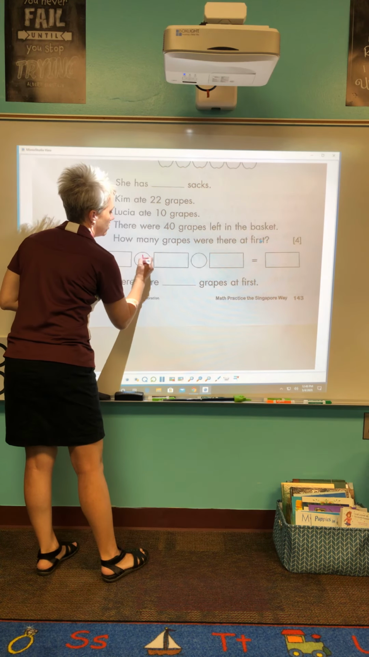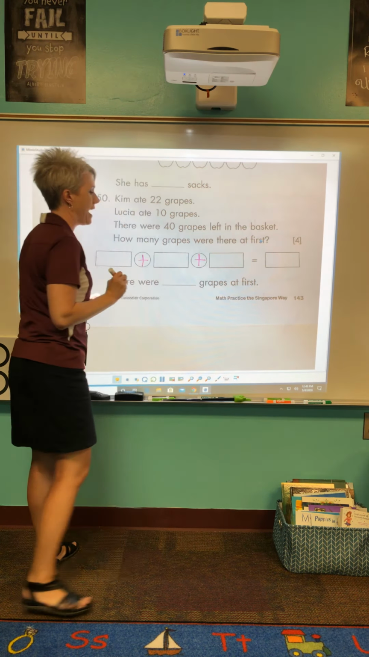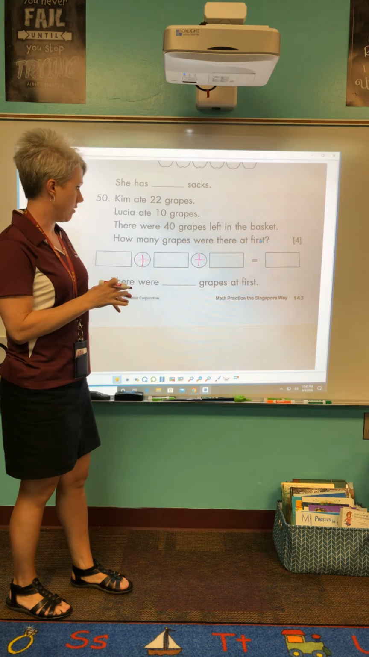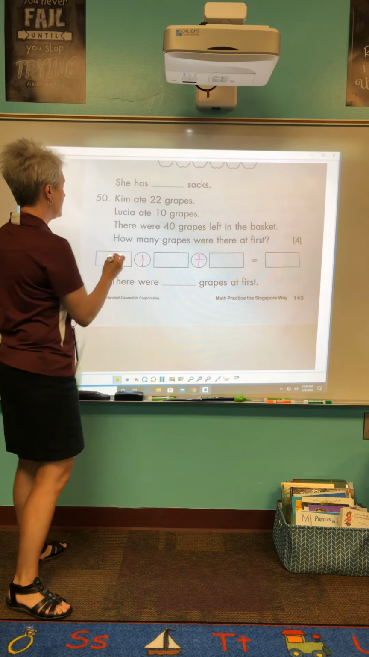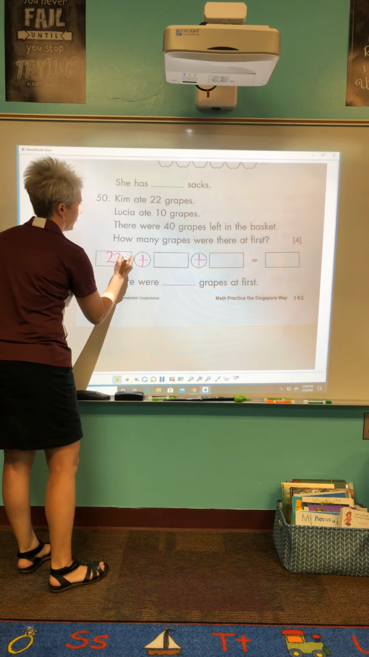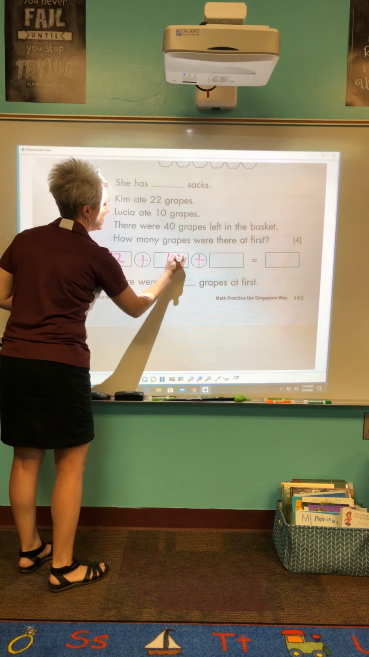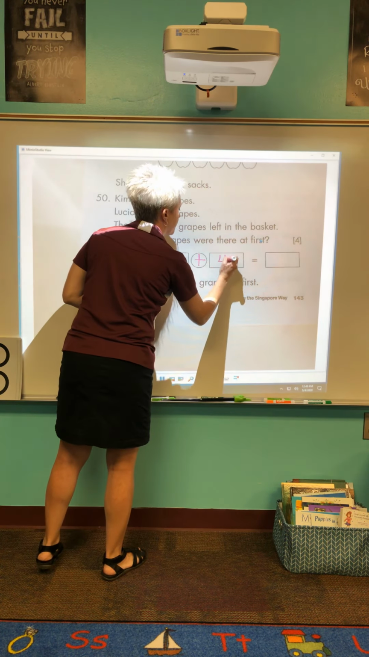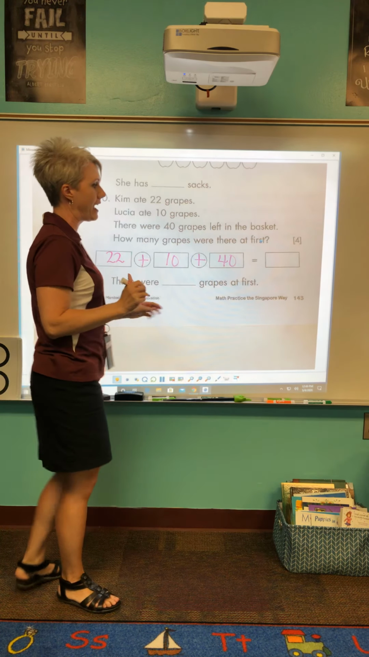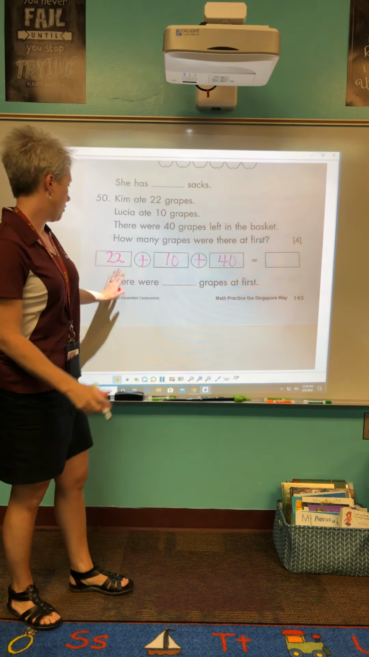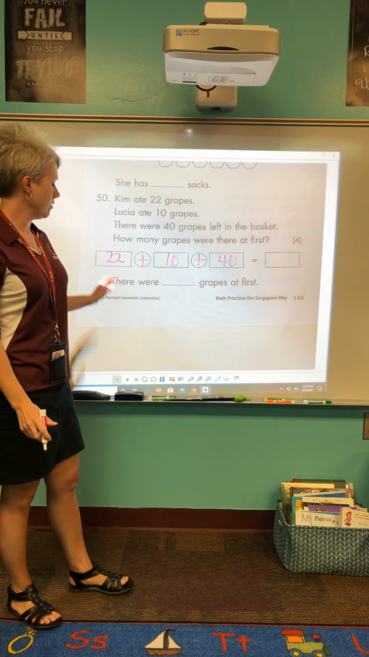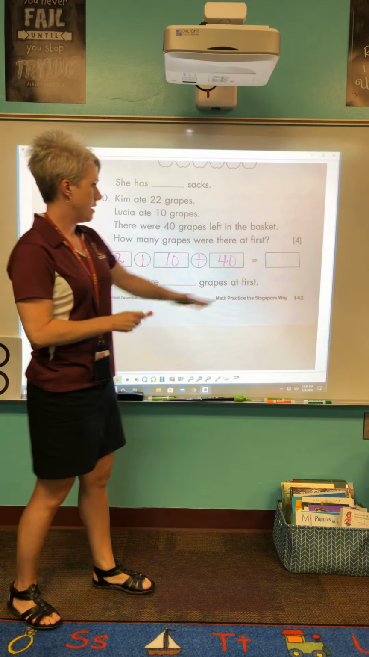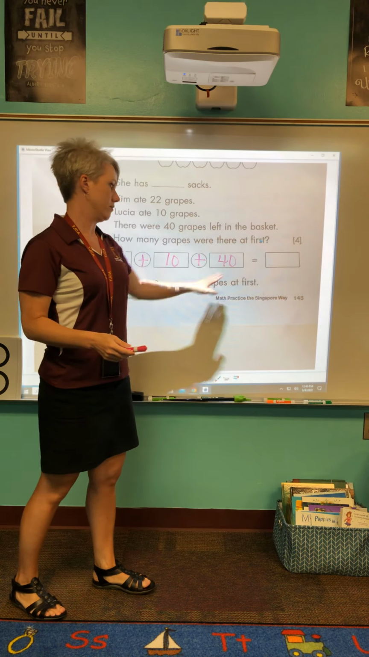So we know our circles need plus signs, because we're adding. How many grapes were there at first? We want to know how many there are all together. So Kim ate 22. Lucia ate 10. And they had 40 still left over. So how many did they have all together at first? Will be those 3 numbers added together. Add those up. Put your answer in the blank here and here. You should have answer here and here. Should be the same answer.